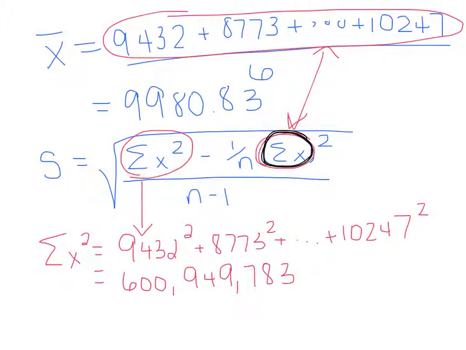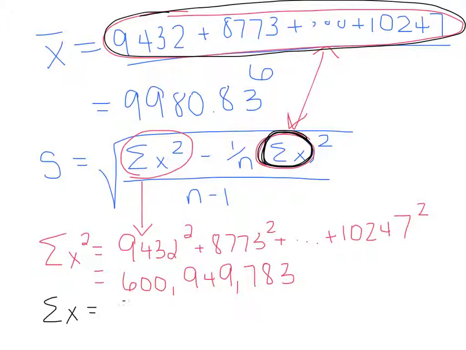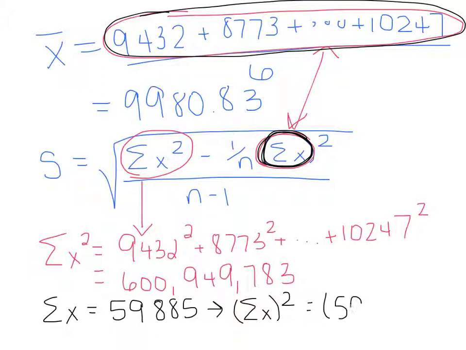The sum of the x's, this guy right here, remember, is the same as this sum on the top of your x bar number, and I checked that out and I got 59885. So the sum of the x's is 59885. And remember, you're going to just square that to get the number that you'll subtract. So you'll just subtract 59885 squared. Okay, so on the next page, we'll do that whole calculation and get S.